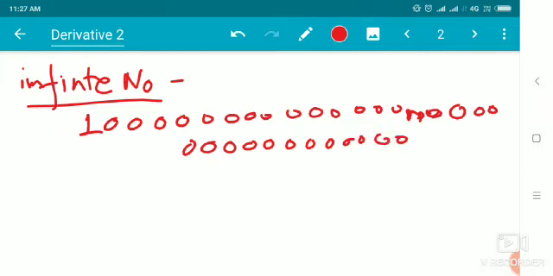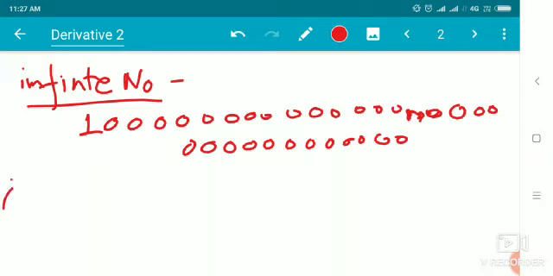So an infinite number means which is undefined. We cannot define that number. We cannot write that number on a piece of paper. So that number which we cannot write on a piece of paper is called an infinite number.